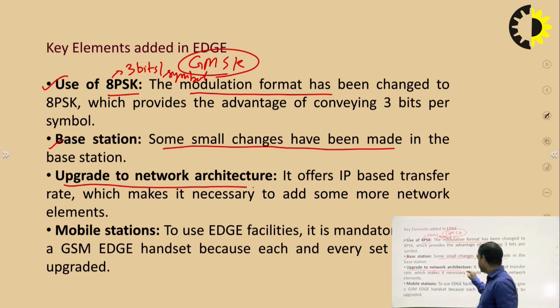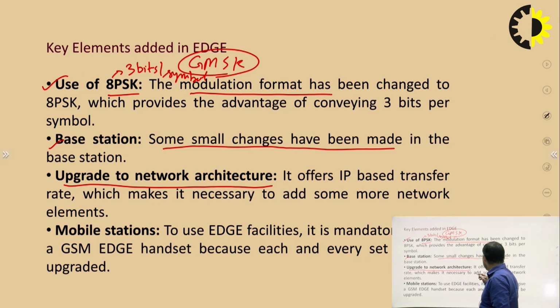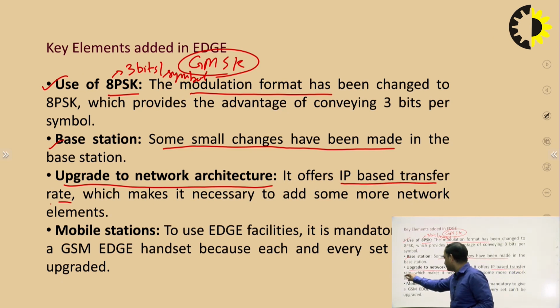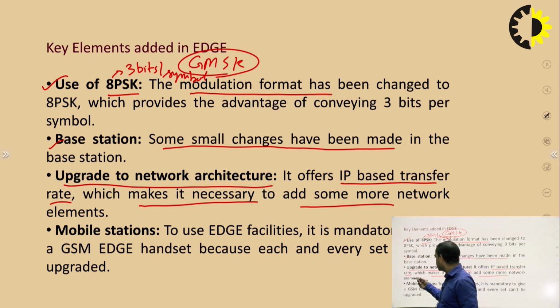Upgrade to the network architecture. They have changed the architecture, but the basic architecture is the same, that is GSM. This GSM architecture was improved or enhanced as per the requirement. Here it offers IP based transfer and transfer rate, which makes it necessary to add some more network elements. By using this upgrade in the network of the EDGE system, IP based networks were capable of introducing more and more components, so the complexity will be more.